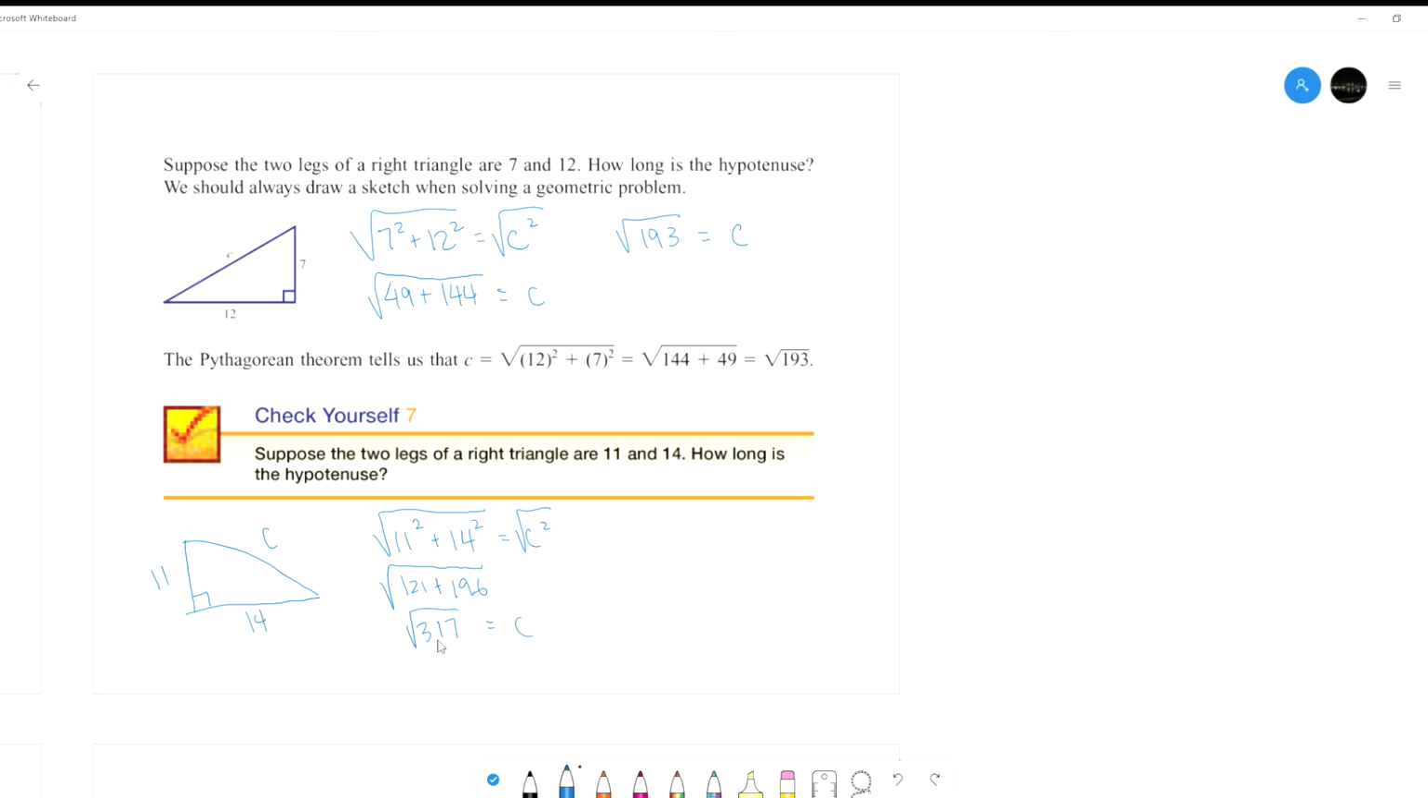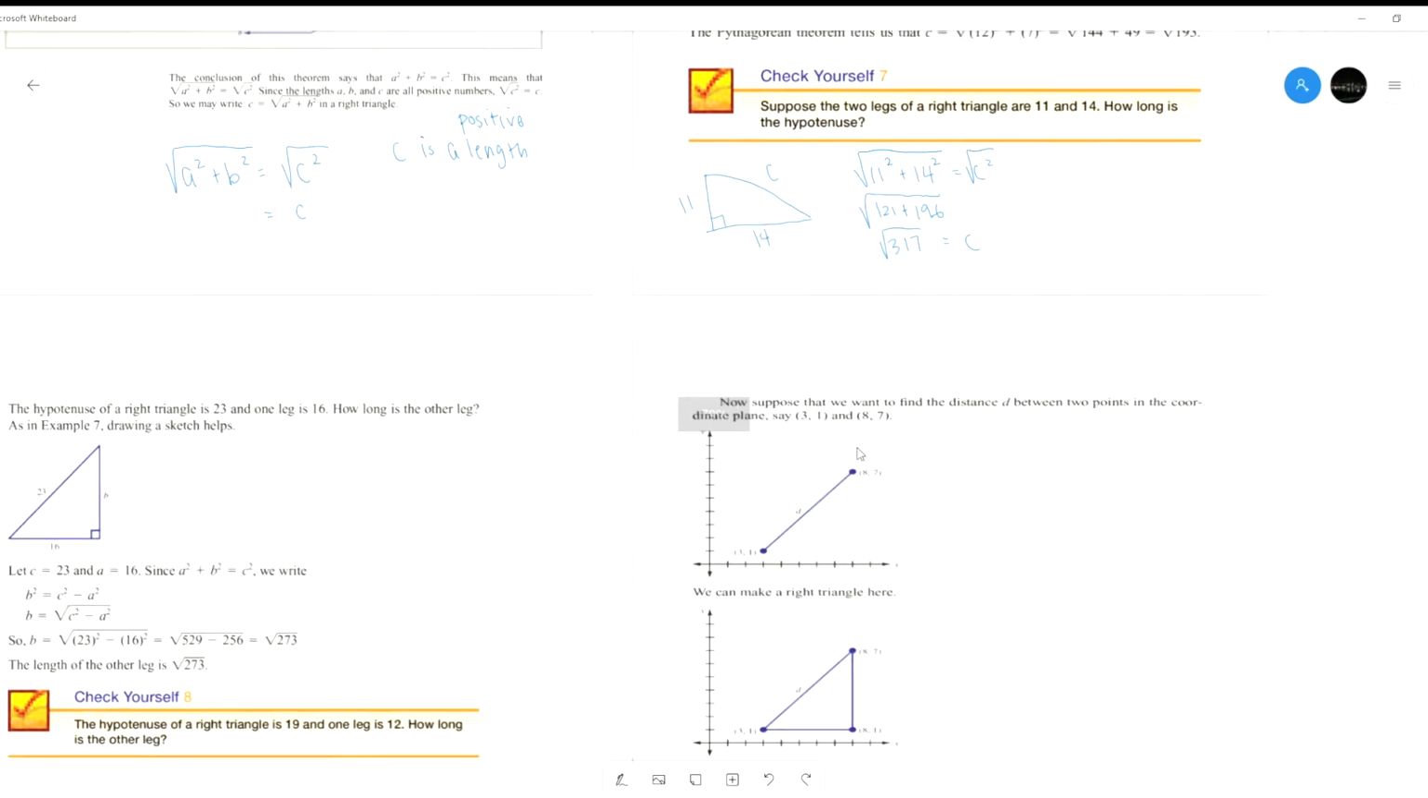Now 317 is not a perfect square, right? So if you throw that into the calculator, you're going to get a decimal approximation. So I would prefer you leave it in radical form. Okay, don't change it to a decimal unless the directions tell you to do that.